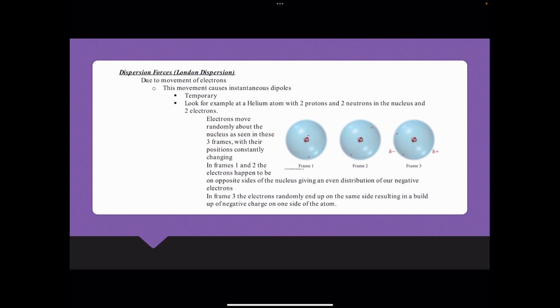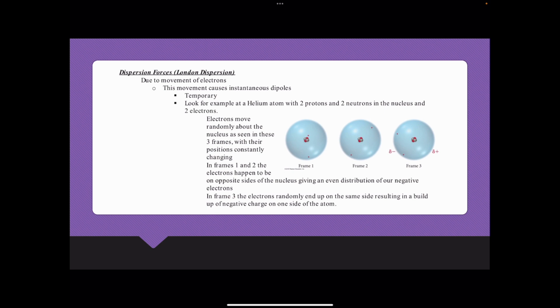These may also be known as London forces, London dispersion forces, or you may hear them referred to as van der Waals forces. These particular forces are due to the movement of electrons. This movement is going to cause instantaneous dipoles. So dipoles, remember, occur when we've got that unequal sharing of electrons, where we've got one side more negative than another. In a polar bond, those dipoles are permanent. They're always there. The electrons are always towards one end of a bond or one end of a molecule.